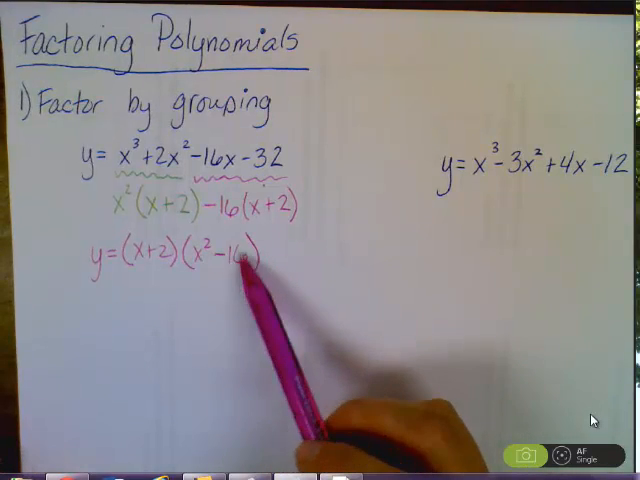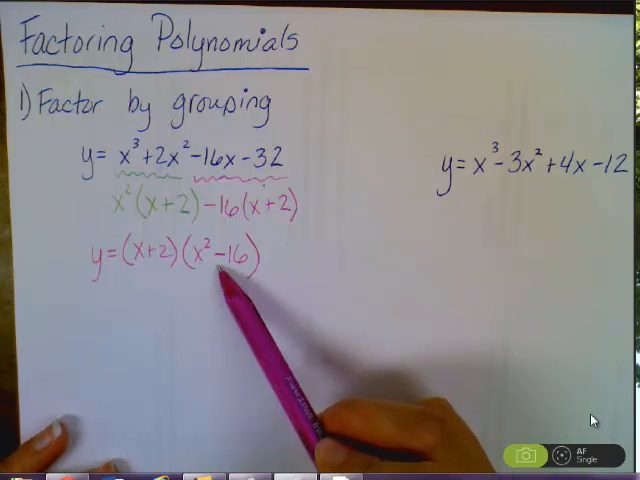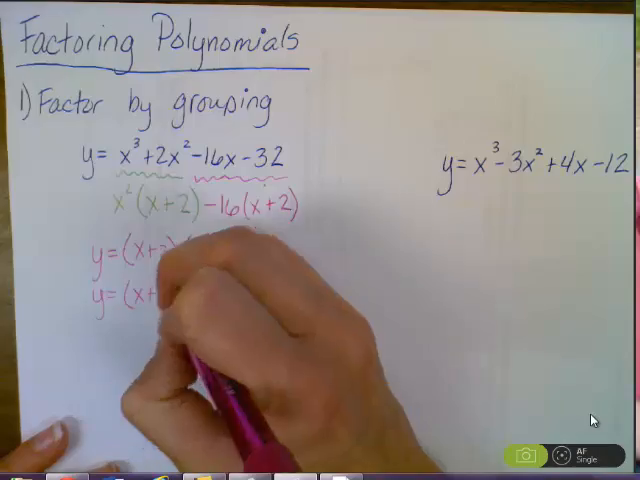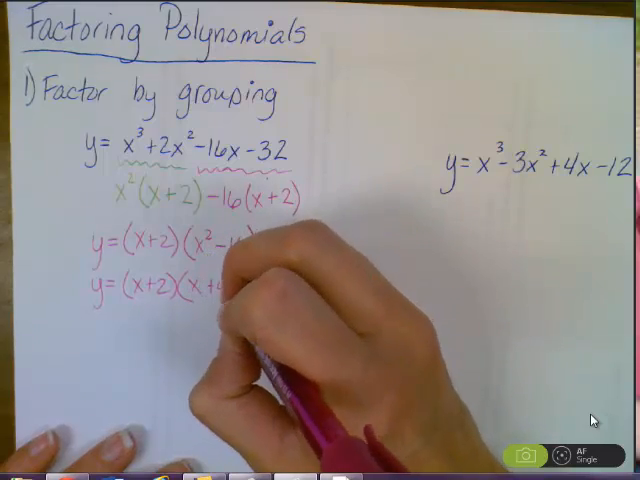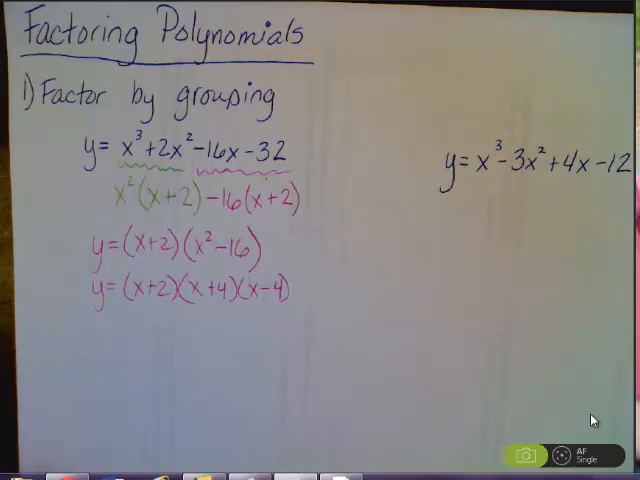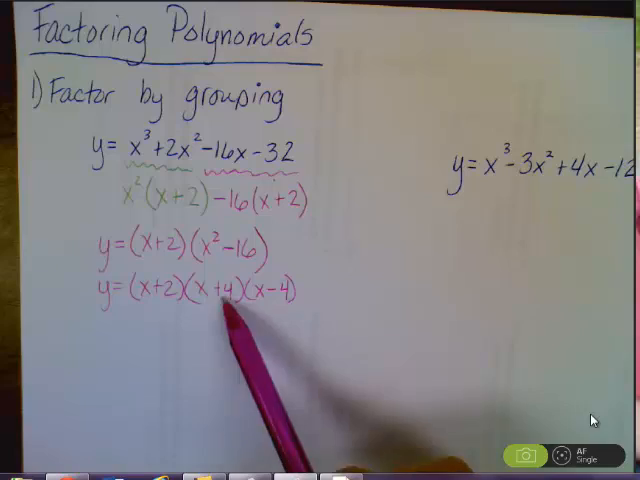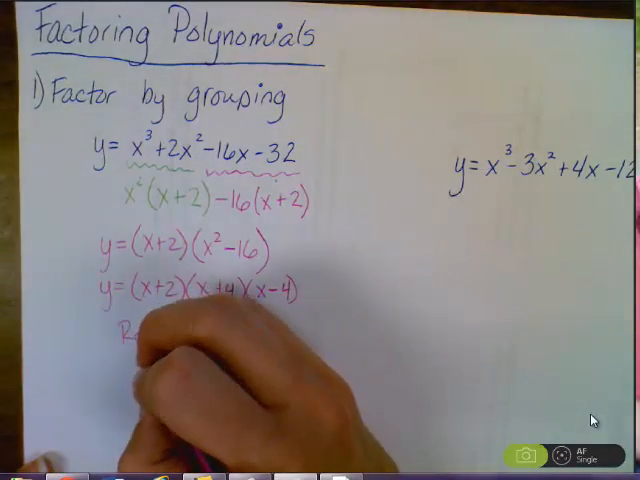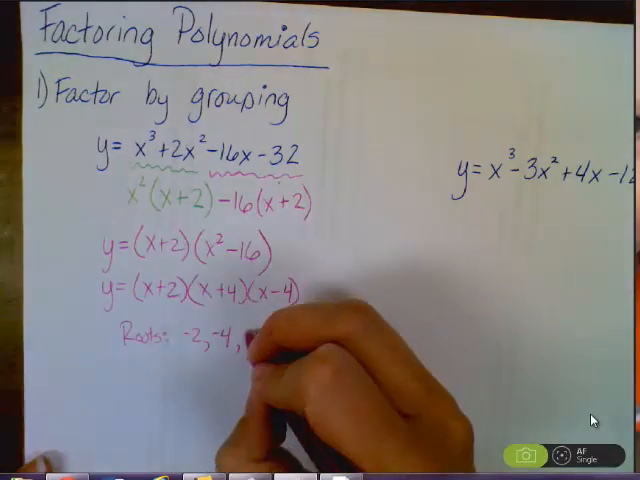Now that I have a quadratic right here, I know lots of ways to factor quadratics. So I know that when I have an x squared minus a perfect square, that's one of those special situations. So I know that x squared minus 16 is going to factor to x plus 4 and x minus 4. If I multiply these 2 things together, I'll end up with a minus 4x and a positive 4x, so that gives me that 0 in the middle, and a negative 16 on the end. Now I have this factored all the way. I can see that my roots happen at -2, -4, and +4.